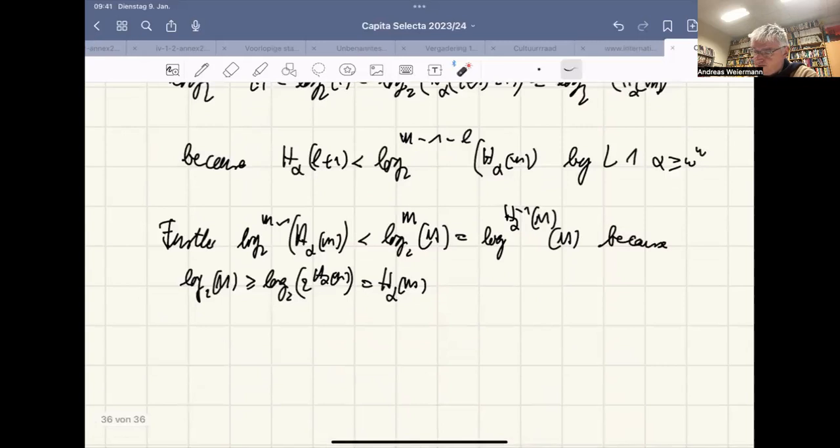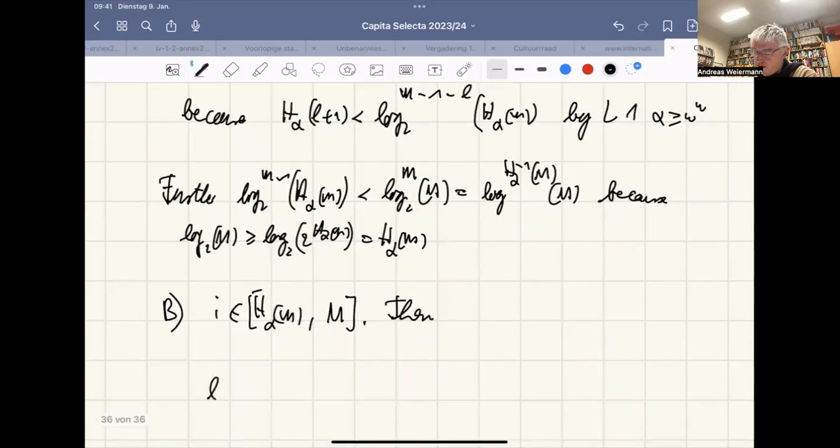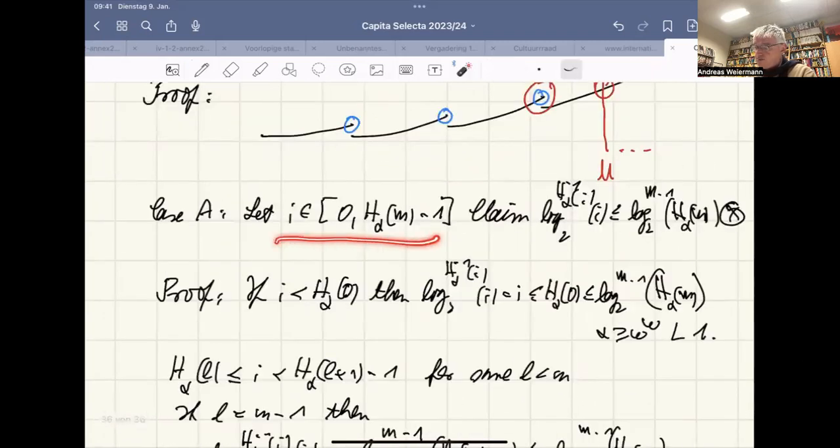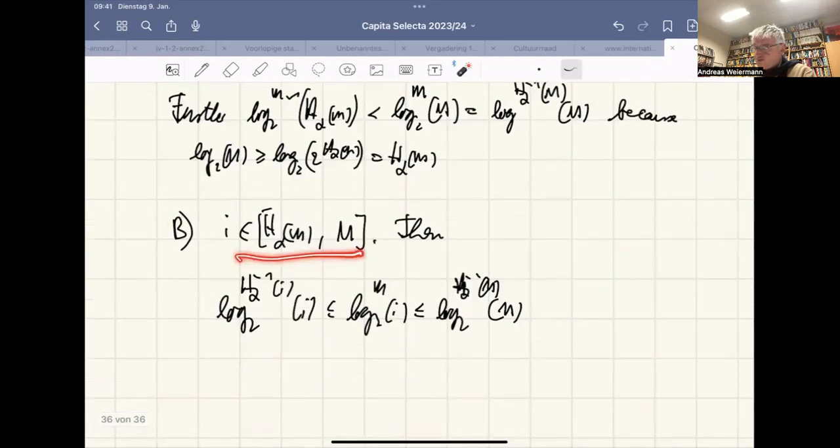Now what's left is b. I is in h alpha of m, and capital M. Then we have that log 2 of h alpha inverse of I is bounded by log 2 m of I, bounded by log 2 of h alpha inverse of m of m, by a simple monotonicity. So in all cases, if I is in this interval, or if I is in this interval, always this is the upper bound. And this works quite generally.